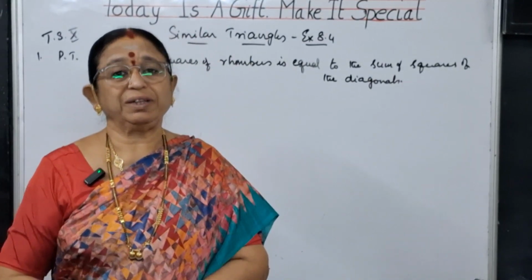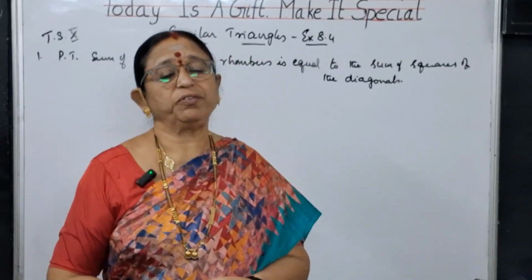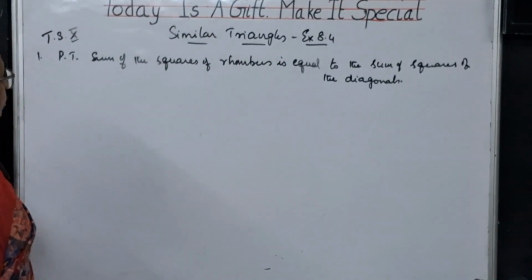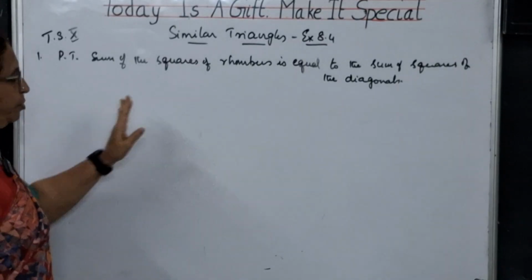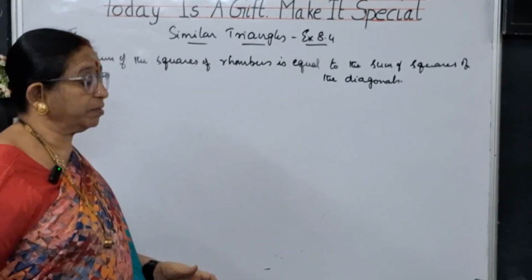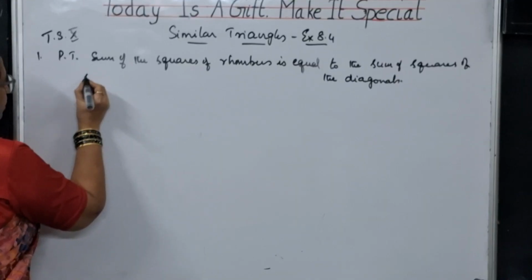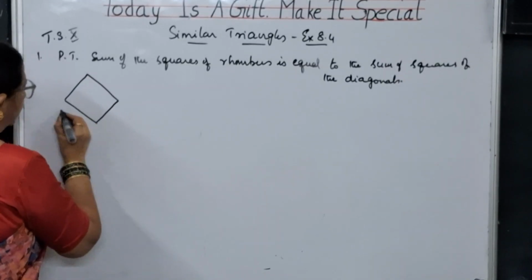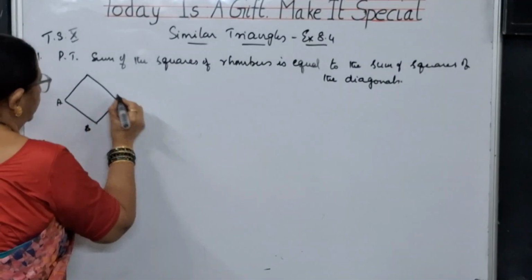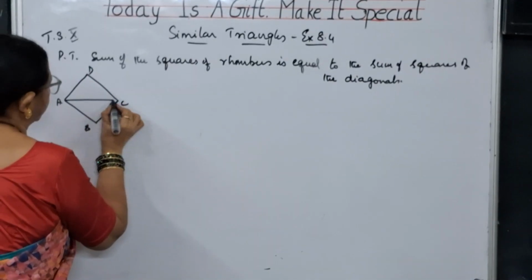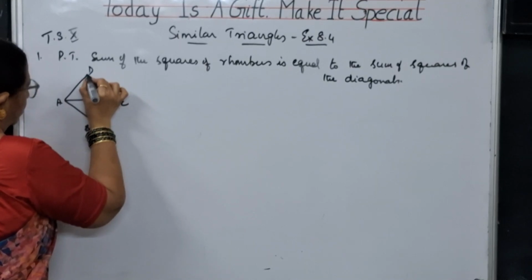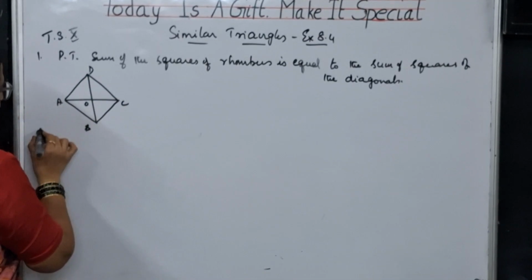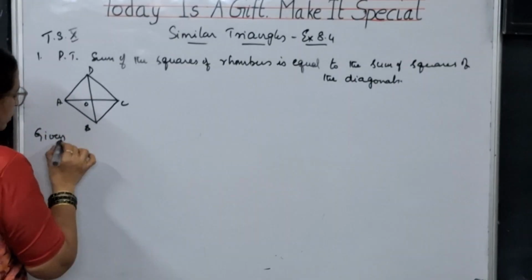I am now dealing with 10th class mathematics similar triangles in that exercise 8.4. First problem is prove that sum of the squares of the sides of a rhombus is equal to sum of the squares of the diagonals. So let us first draw the rhombus. ABCD is the rhombus and AC and BD are the diagonals, they intersect at O. Very important one it is, children.